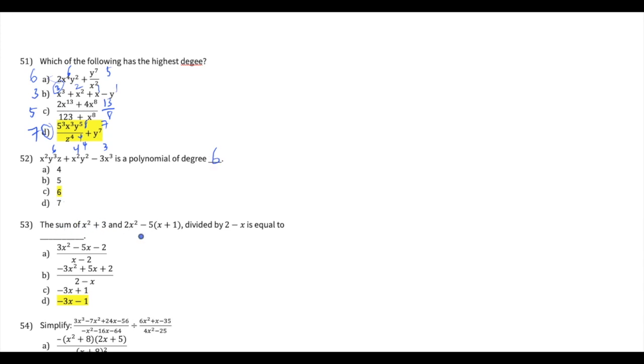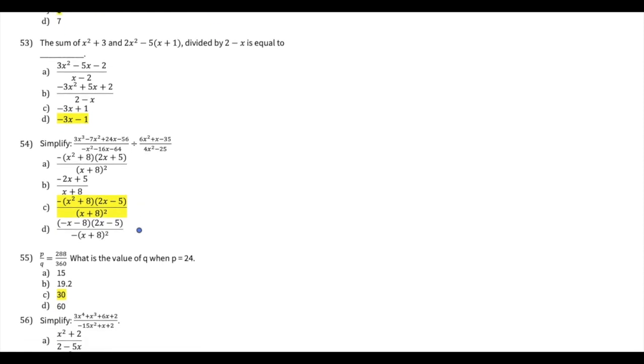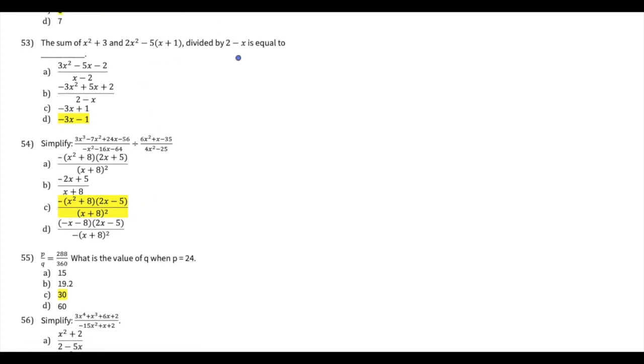Number 53. The sum of x squared plus 3 and this one divided by this one is equal to, so i-add muna natin x squared plus 3 plus 2x squared. Distribute na natin yung negative 5. We have negative 5x minus 5. Simplify this, we have 3x squared minus 5x minus 2.